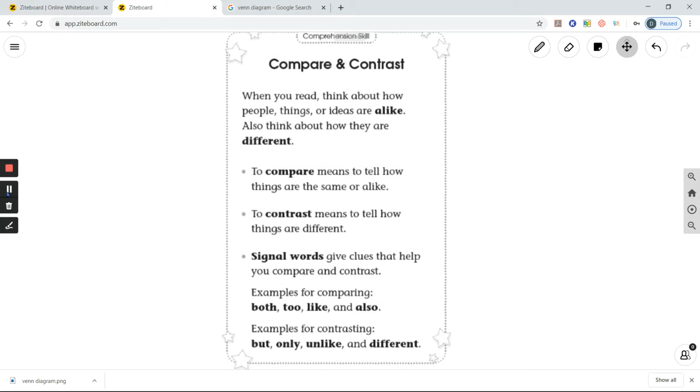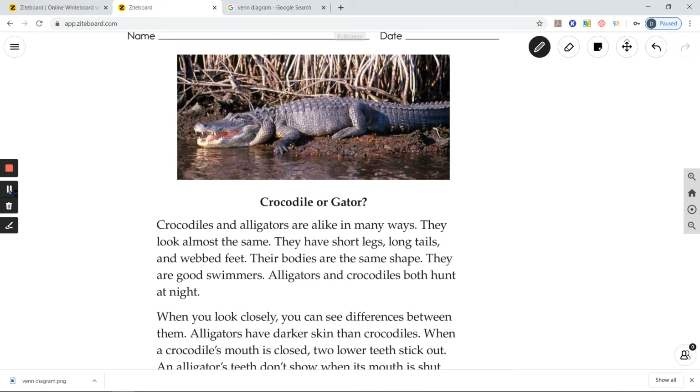There are some different signal words that give you clues to help you compare and contrast. When you are comparing or telling how things are the same or alike, some signal words include both, too, like, and also. Some examples of signal words for contrasting or when you're telling how things are different include but, only, unlike, and different. Authors or writers often use the compare and contrast text structure when they want you to understand the differences between two ideas or people or things, and also how there are some similarities.